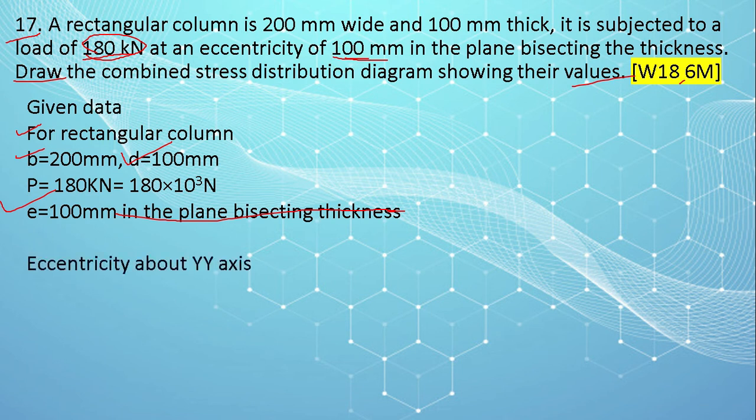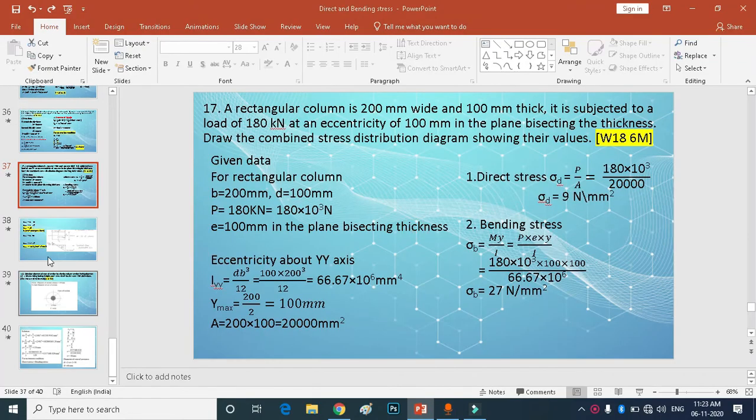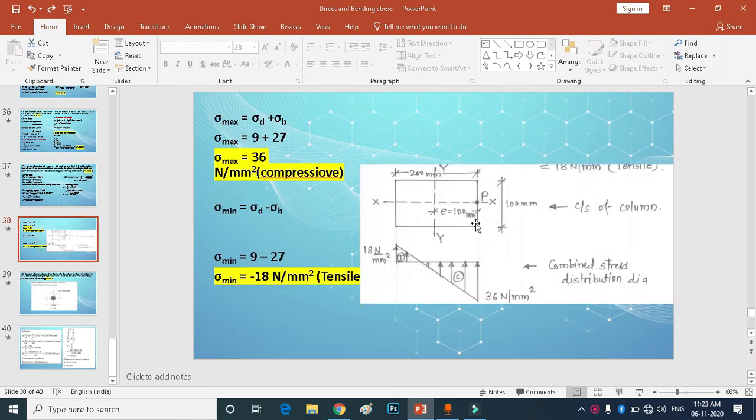So figure can be like this. This is a thickness 100 mm and this is a breadth 200 mm, and eccentricity in a plane bisecting the thickness. So E will be this 100 mm and point P will be here.